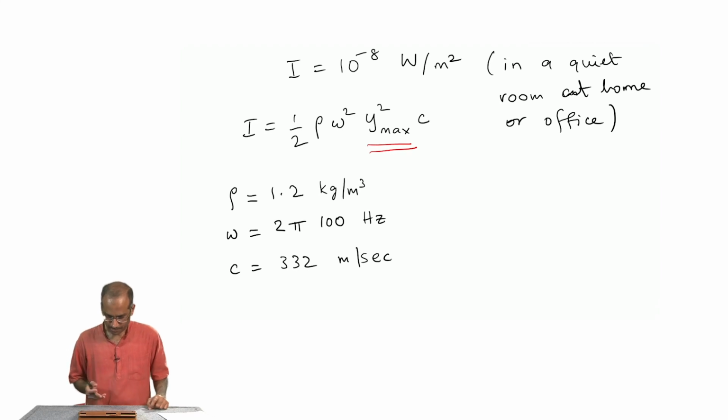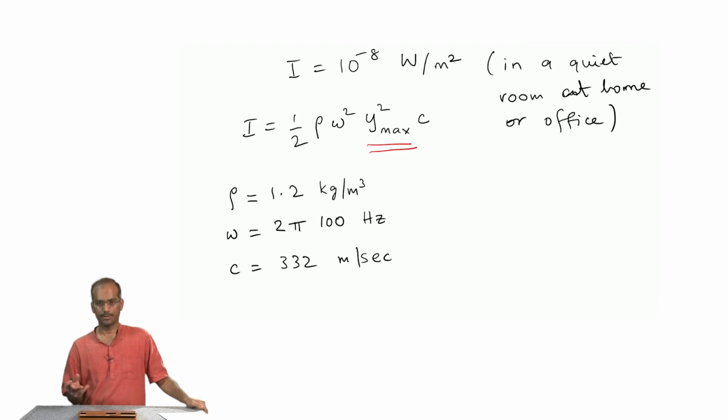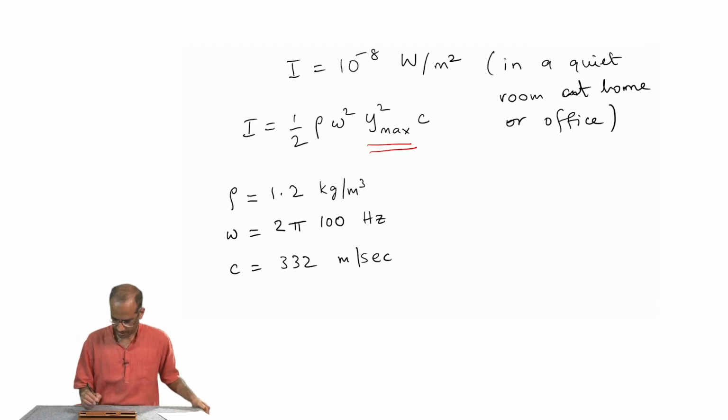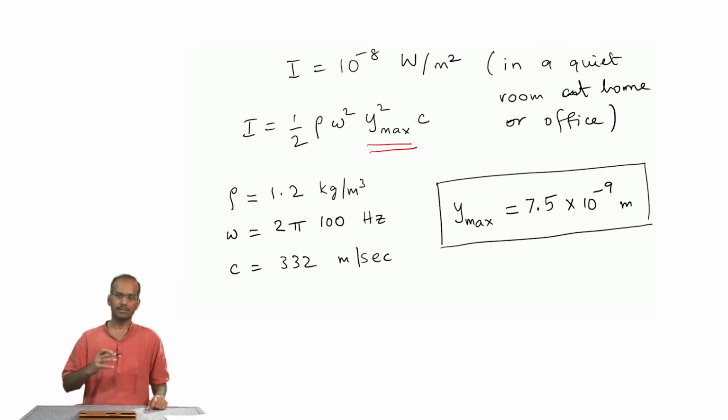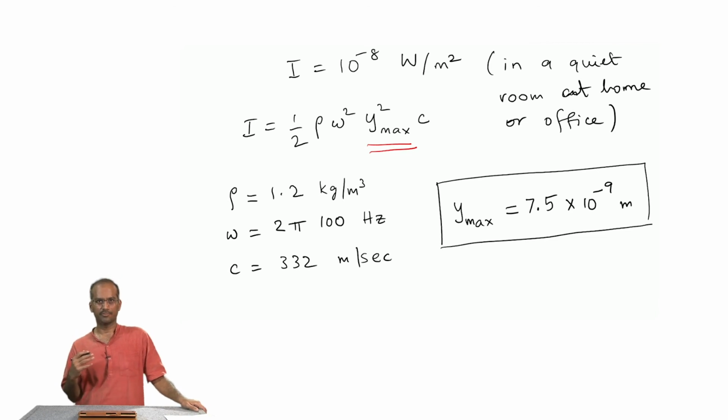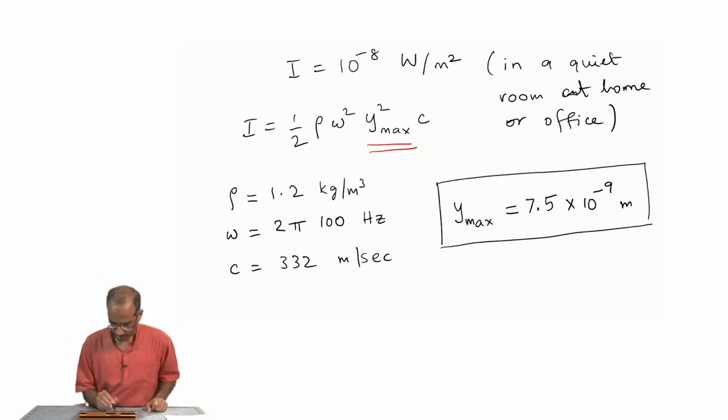So, now I have all the information. I know rho, I know omega, I know c, and I know the intensity, measured intensity in a quiet room or an office like this, and from this I can find out what is y max. It is a simple exercise to do. So, you can put in the numbers and you will realize the y max that we are getting. So, in typical situations, the displacements of the air parcels are no more than a few hundred or 1,000 times the molecular diameters. And given that this is the intensity in a quiet office or a room, let us calculate what is the sound level.